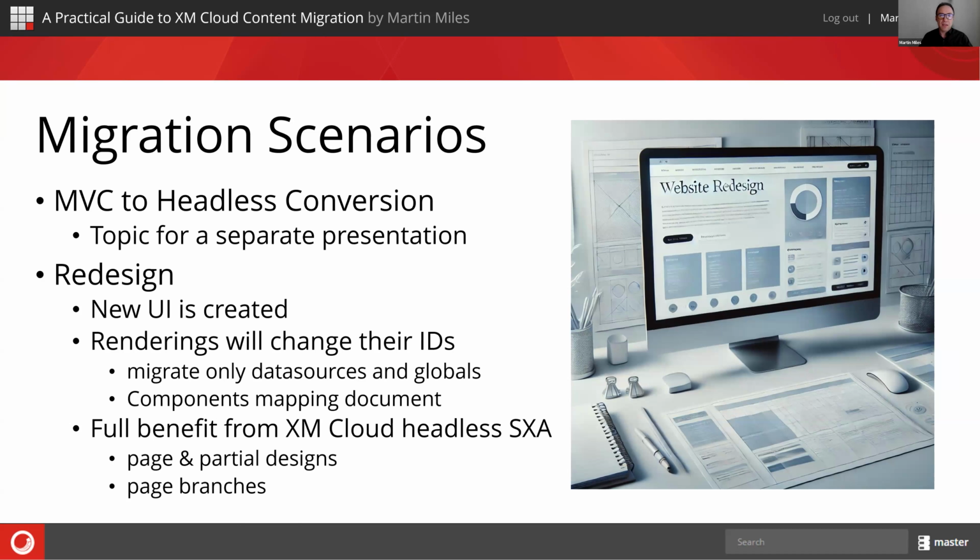In my case, the legacy Sitecore instance was pretty old. The client decided to do a full redesign. When a redesign is happening, we get a new UI. When a new UI happens, there are new renderings. They have their own IDs. You will not have the legacy IDs of the renderings. In that case, I can only do migration of the data sources, and of course globals, and make this content consumable by the new renderings. That would be my goal and objective for this exercise.